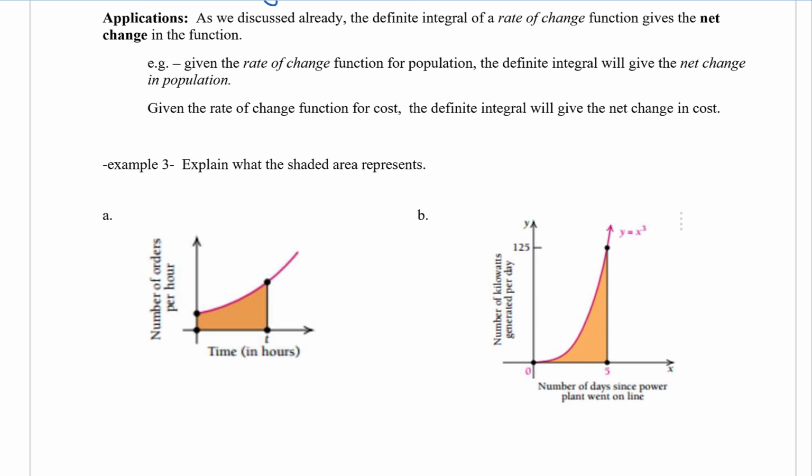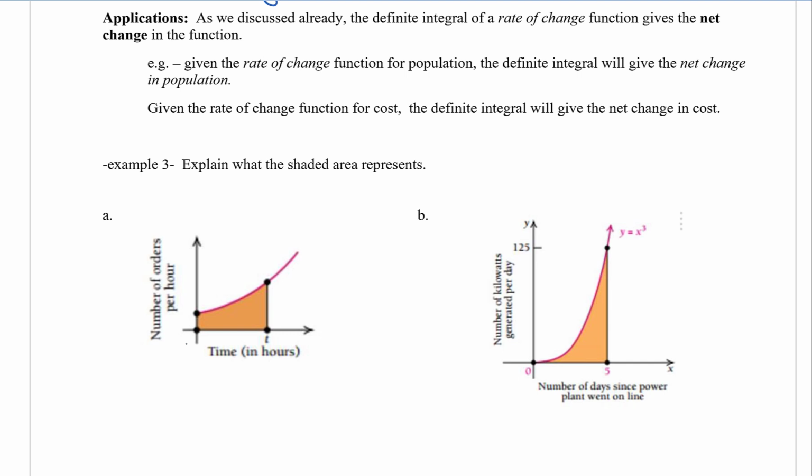Applications. As we discussed already, the definite integral of a rate of change function gives the net change in the function. For example, given the rate of change function for population, the definite integral will give the net change in population. Given the rate of change function for cost, the definite integral will give the net change in cost. Example 3. Explain what the shaded area represents.